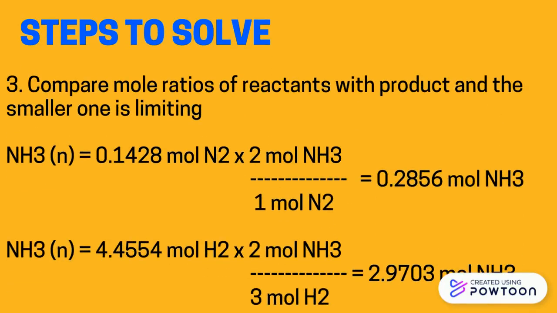Almost done, so our last step is to compare mole ratios of reactants with products, and the smaller one will be our limiting reactant. So if we follow through one example, we have our mole value of N2, which we multiply by the coefficient of our product, and then divide by the coefficient for that same reactant, which will get our mole value.